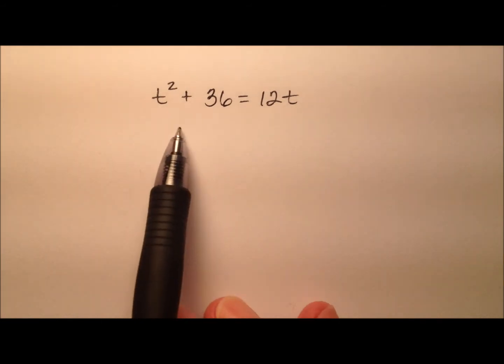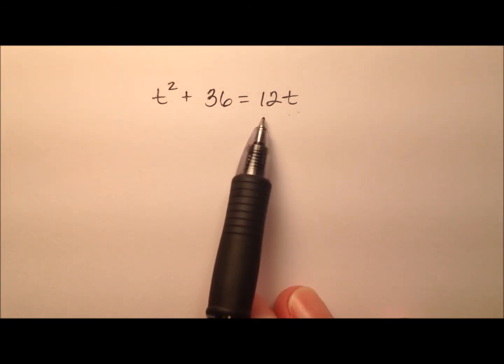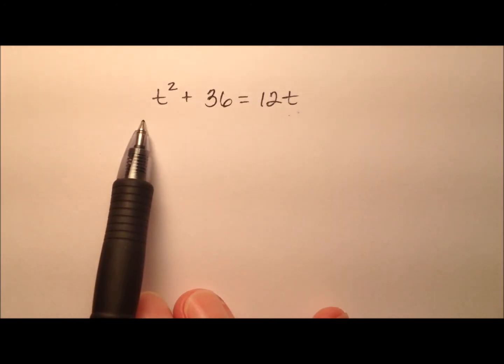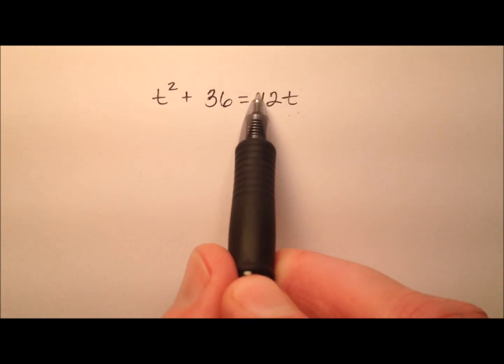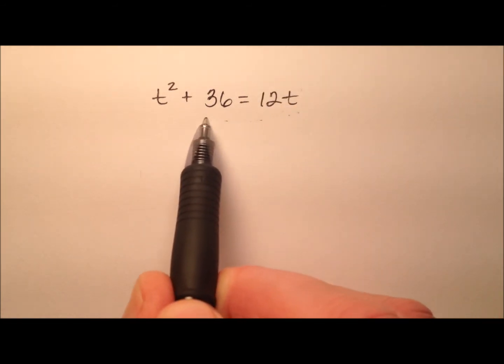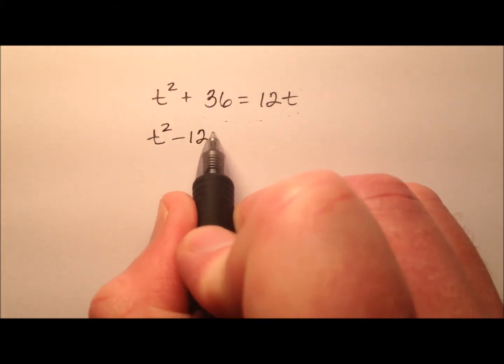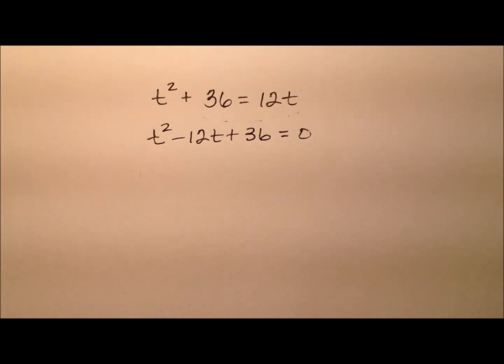In this example, we have this equation and we're going to solve it by factoring. But the first thing I need to do is to get all of my terms on one side of the equation, and it needs to be equal to 0. So let's go ahead and take this 12t, which is positive on the right side, and move him over to the left, and he'll be negative when he gets there. Okay, so t squared minus 12t plus 36 equals 0.